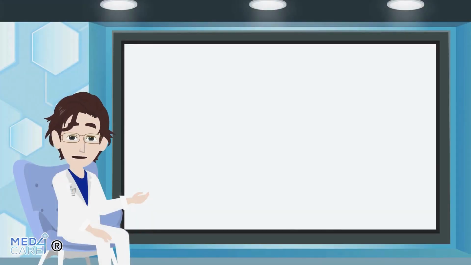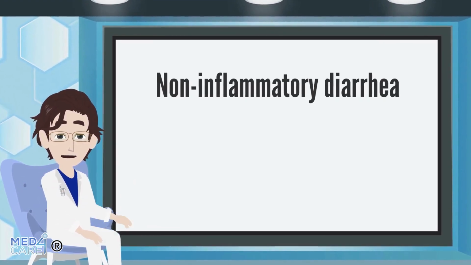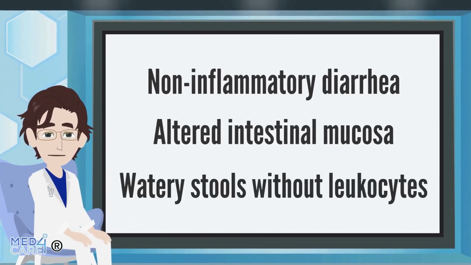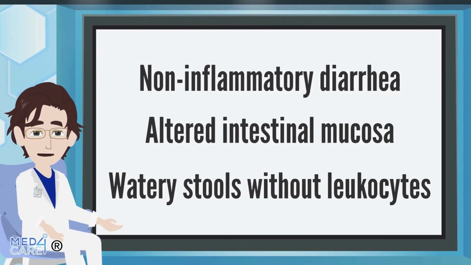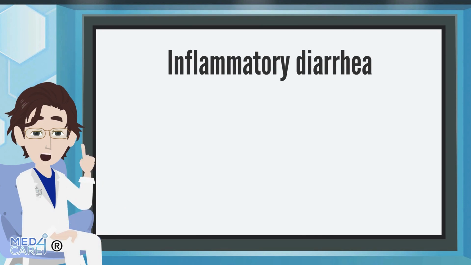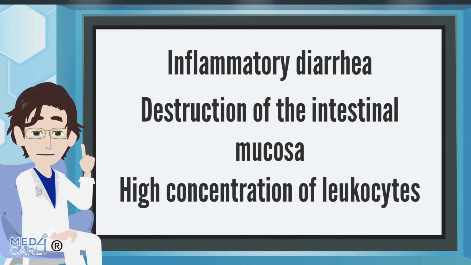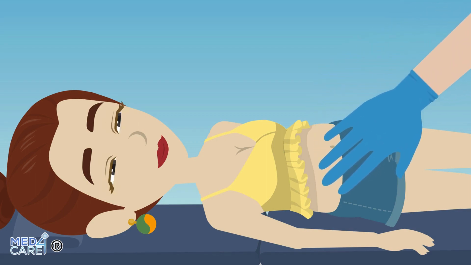Based on the mechanism of onset, however, diarrhea is divided into the following categories. Non-inflammatory diarrhea, characterized by an alteration of the structure and functionality of the intestinal mucosa. The stool is very watery and does not contain leukocytes, and is often caused by intestinal infections. Inflammatory diarrhea, characterized by massive destruction of the intestinal mucosa and evident inflammatory infiltration. The feces are slightly more consistent and have streaks of mucus mixed with blood, as well as a high concentration of leukocytes. To overcome this annoying symptom, a specialist evaluation is necessary through a gastroenterological examination.